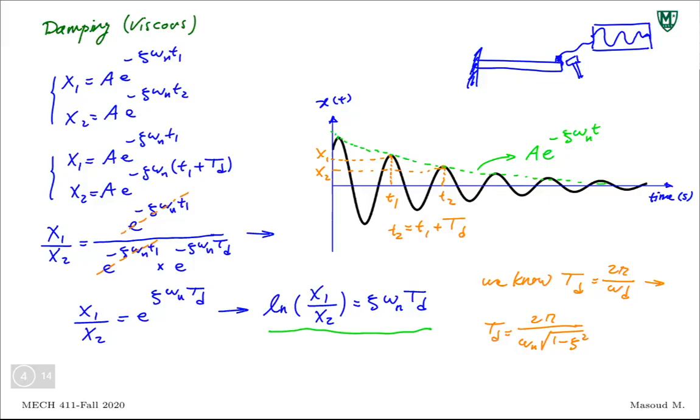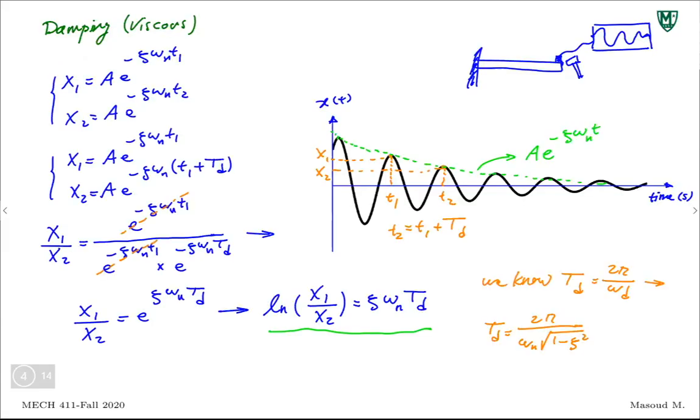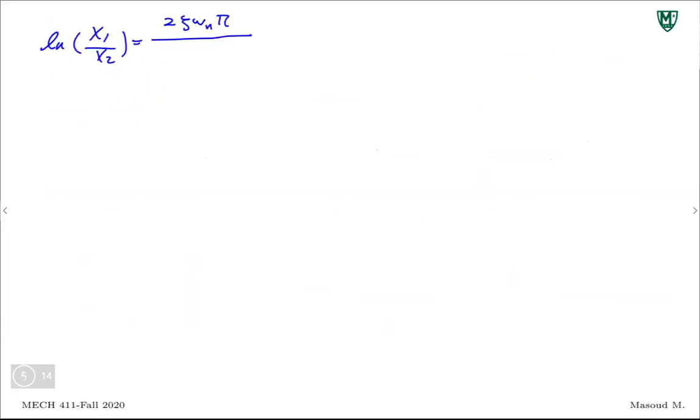So I'm going to plug back this TD into the equation. If you do that, let me go to the next page. I plug it back. I'm going to have an omega n on the numerator, another omega n in the denominator. They can be canceled out. So this becomes ln x1 over x2. This becomes, I think, 2 zeta omega n. Now pi comes here. Let me double check what I had there. I'm plugging in 2 pi, so 2 pi zeta omega n. And then in the denominator, you'll get omega n square root of 1 minus zeta squared. So I get rid of omega n's.